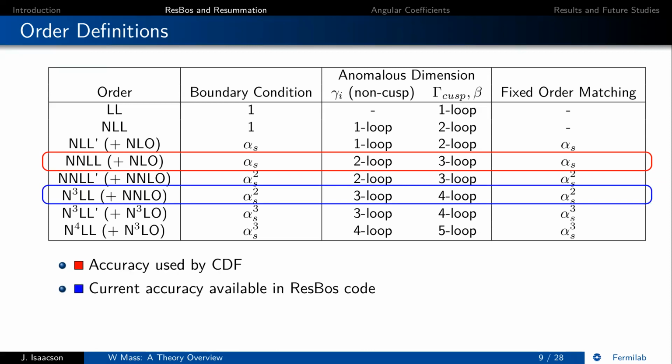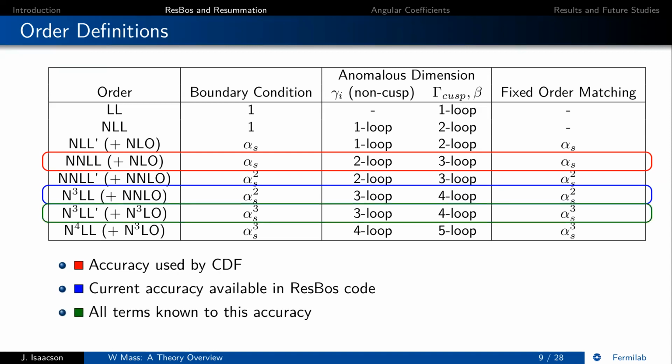On the other hand, the ResBos code is now able to go to N^3LL plus NNLO accuracy. All the terms, and some preliminary results, have actually been done to N^3LL prime. The ResBos code is still in the process of adding in this last term. The question that people kept bringing up is, what effect does going to this one higher order have on the result that CDF measured? That's what we're going to aim to investigate in the remainder of this talk.